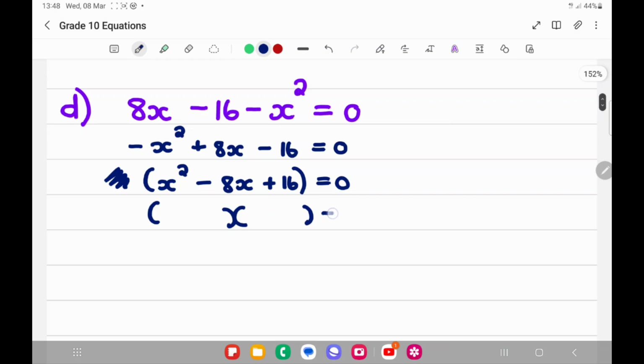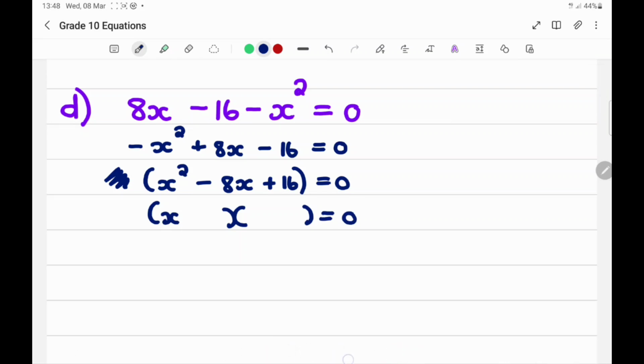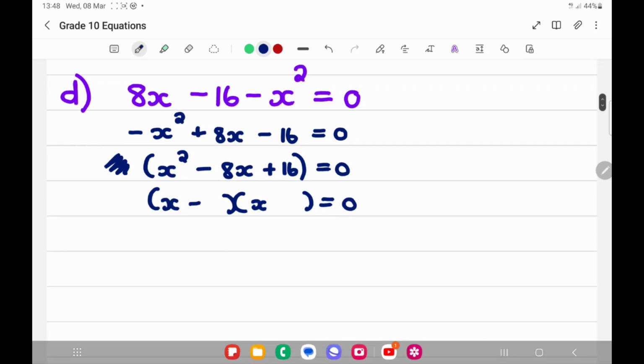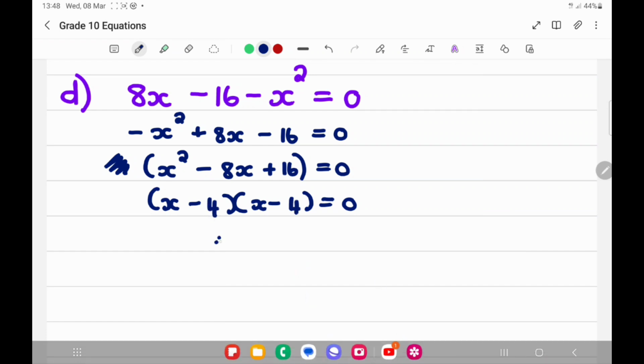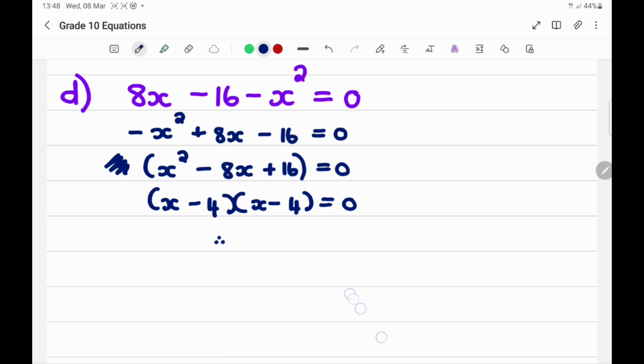So basically that negative will fall away. Then you're going to factorize your trinomial. They're the same, they're both negatives. And what about 4 times 4? And when you get two answers for x, x minus 4 is 0 or x minus 4 is 0, you can just write the 1. Okay, so x is 4.